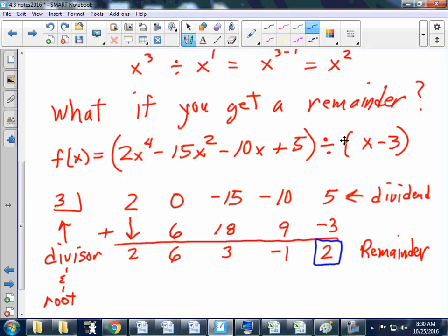is 3 a root of this? Why don't you graph that right now? Everybody graph that. Tell me, is 3, positive 3, a root? And we'll check it out. I'm going to pause while you do that.